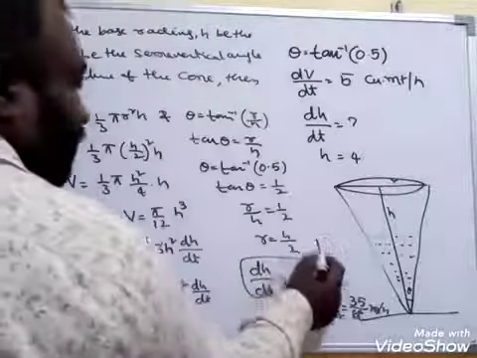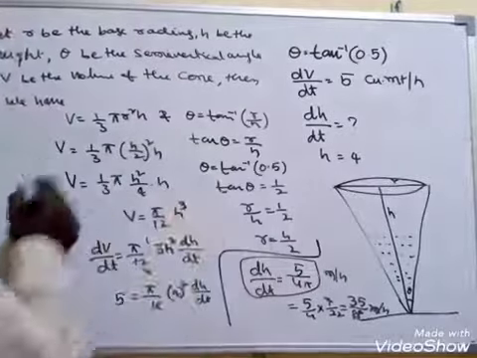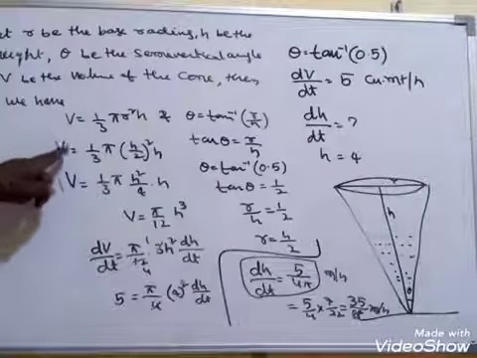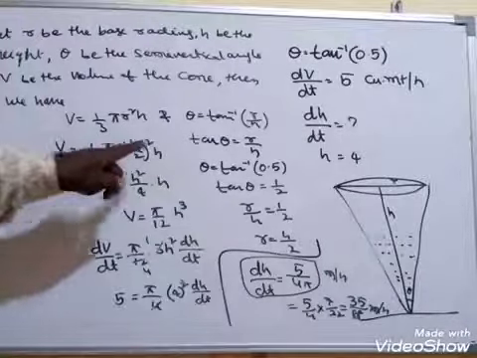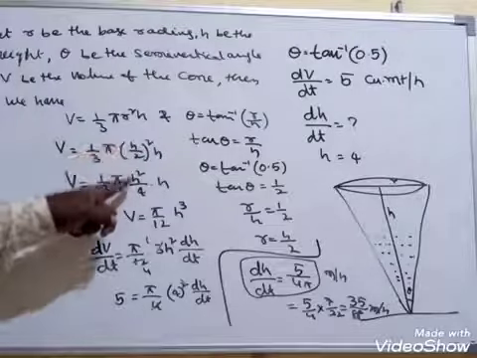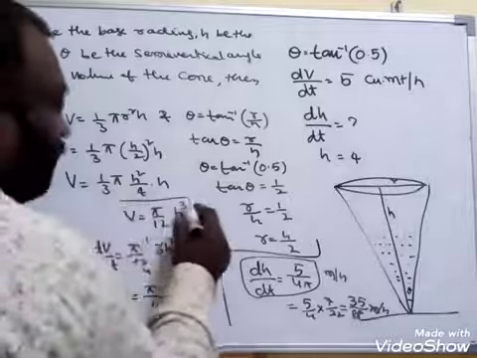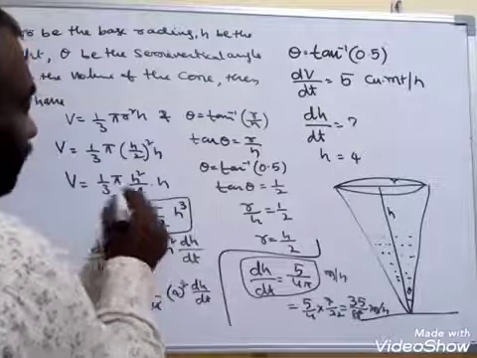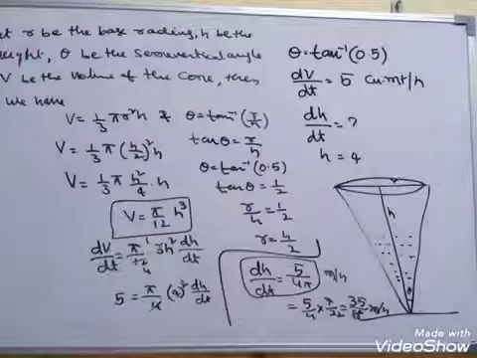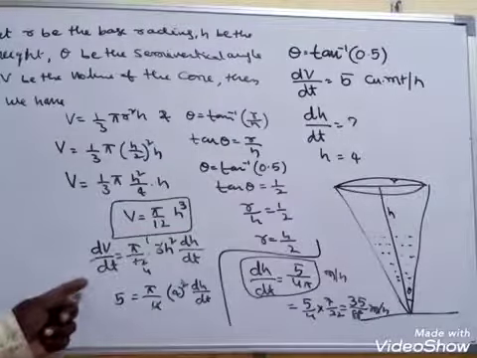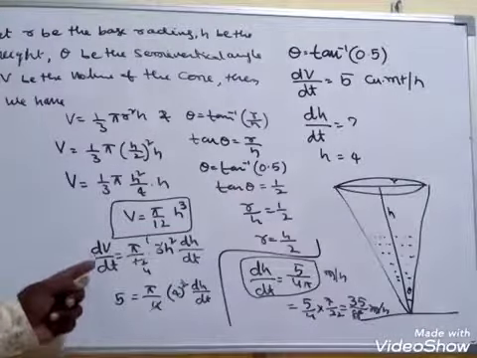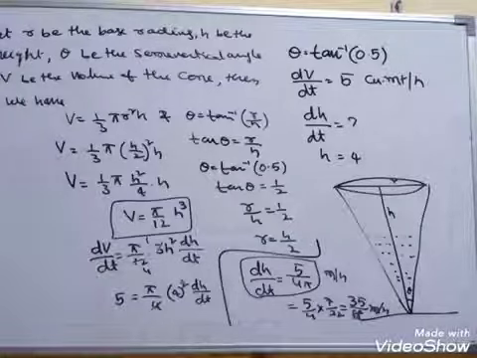Later, what did we observe there? We substituted R is equal to H by 2 into V is equal to 1 by 3 into pi, H by 2 whole square into H. This becomes H square by 4. Now finally you get V is equal to pi by 12 H cube. Further, if you differentiate with respect to t, you get dV by dt is equal to pi by 4 H square dH by dt.